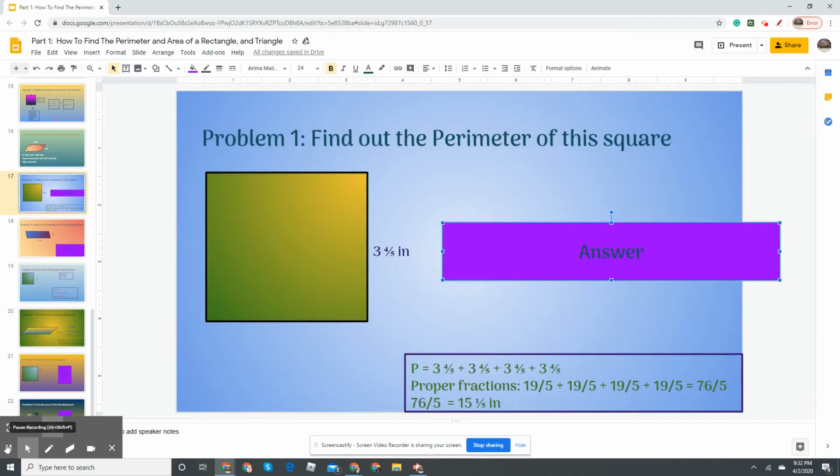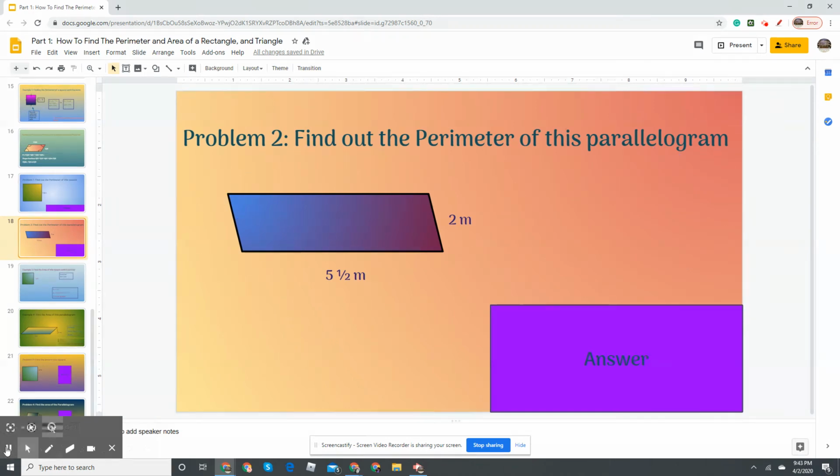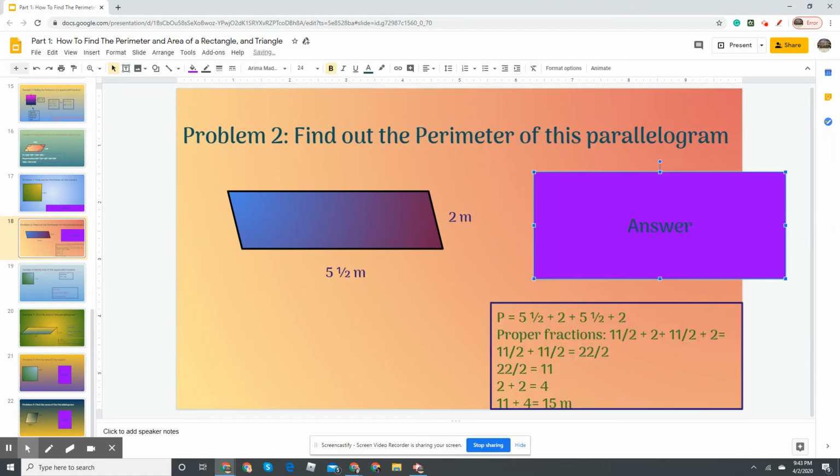This was the answer for problem number 1. So 5.5 plus 5.5 equals 11/2 plus 11/2, which equals 22/2, which simplifies to 11. Basically this equals 11 only. So 2 plus 2 equals 4. 4 plus 11 equals 15. So the answer is 15 meters. So the answer for problem number 2 is this.